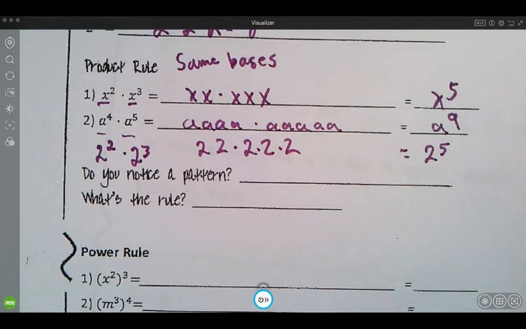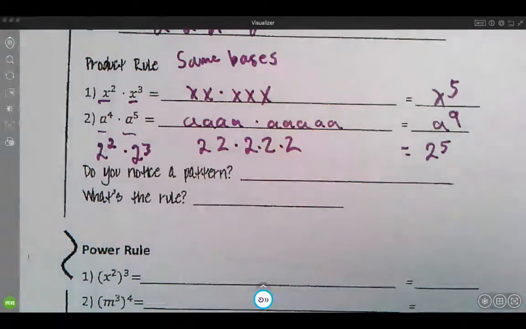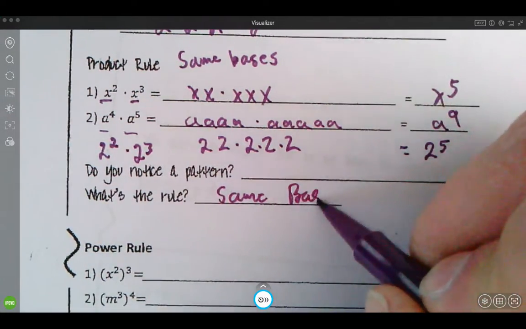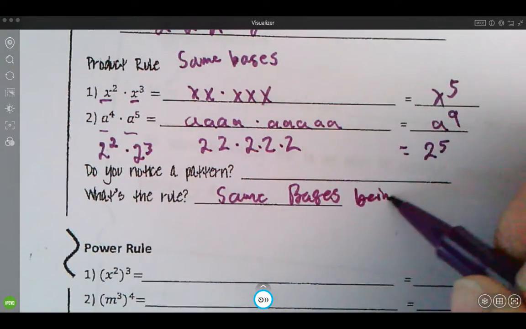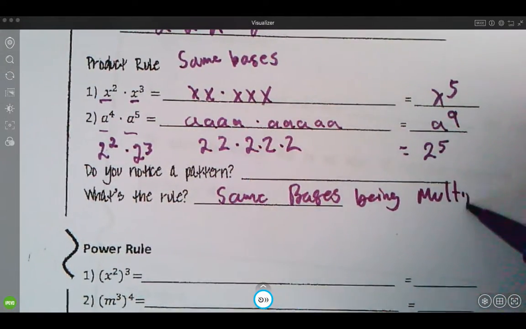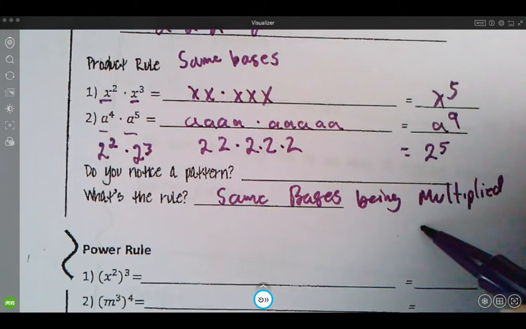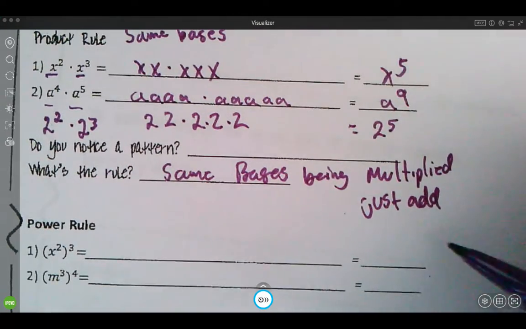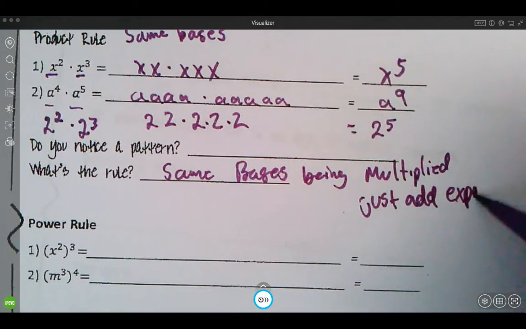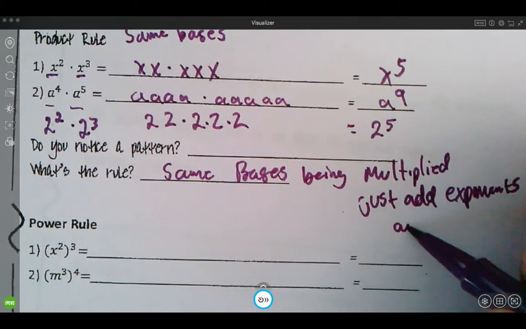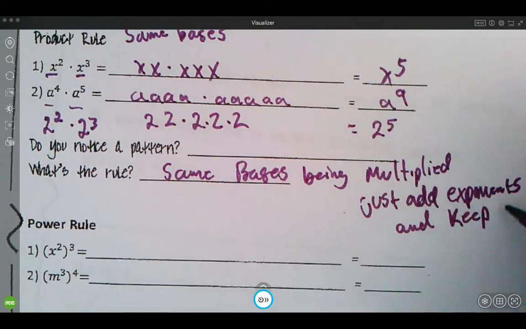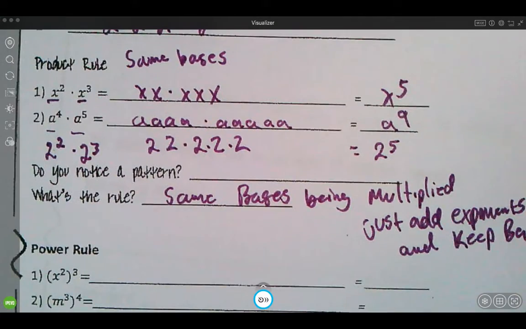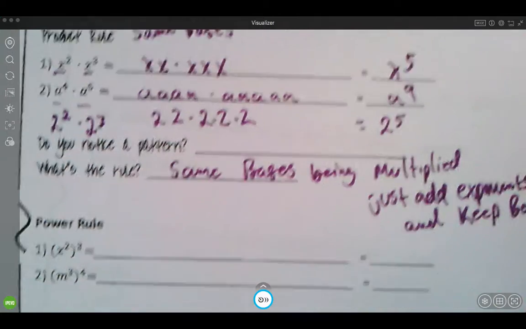So the rule basically states that if you have the same bases being multiplied, just add exponents and keep base. Okay, so that's the first and probably the easiest rule out of all of them.